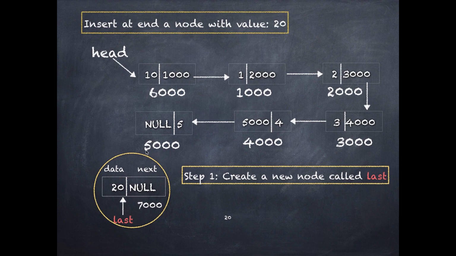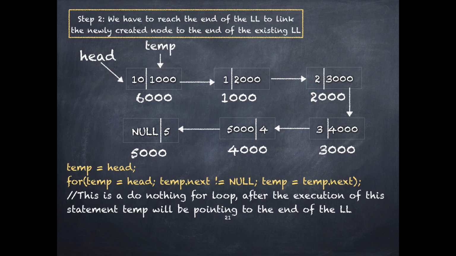So what is the essential step there? First of all, you have to create a new node, and that is what I have created here inside this yellow circle. You can see this is a new node which is created. The value of the node is 20 and currently it is not pointing to anything, so I have set it to null. The address of this node itself is 7000, and the name of the pointer is last.